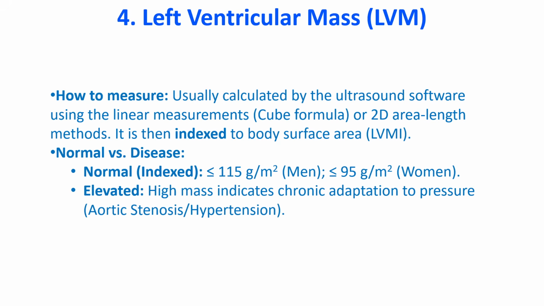Normal indexed value may be less than or equal to 115 gram per square meter in men and less than or equal to 95 gram per square meter in women. Square meter is body surface area. High mass indicates chronic adaptation to pressure, as in severe aortic stenosis or hypertension.